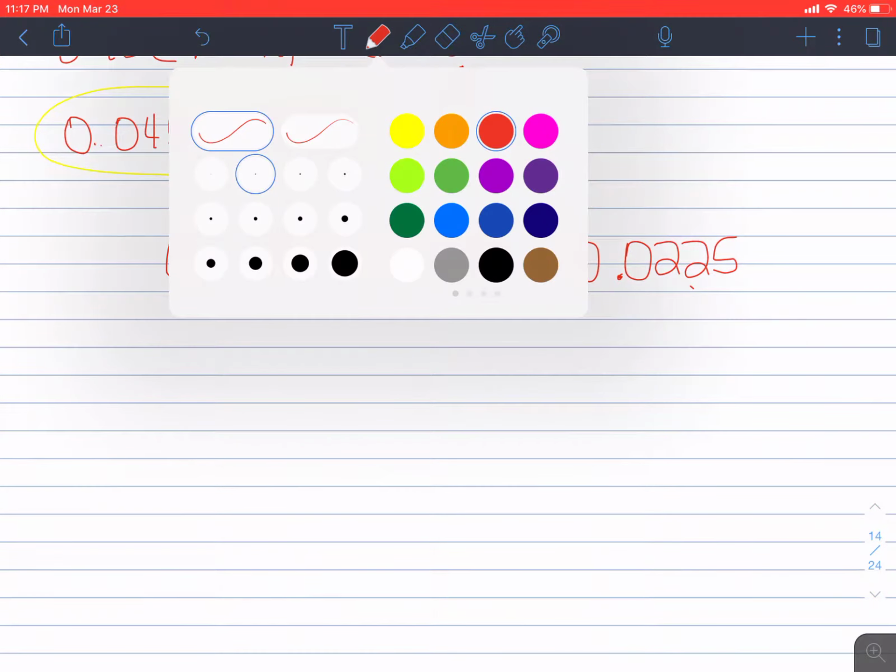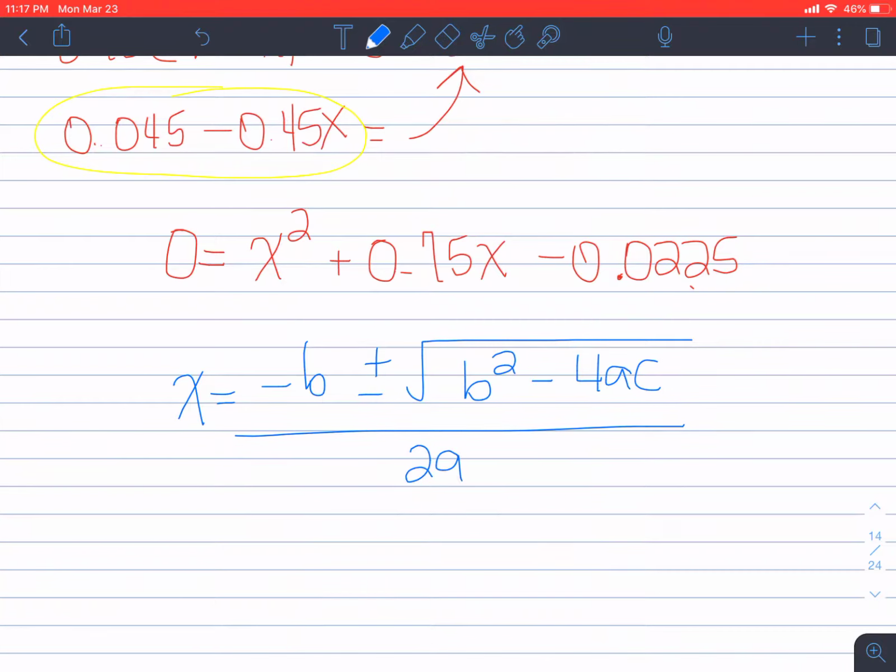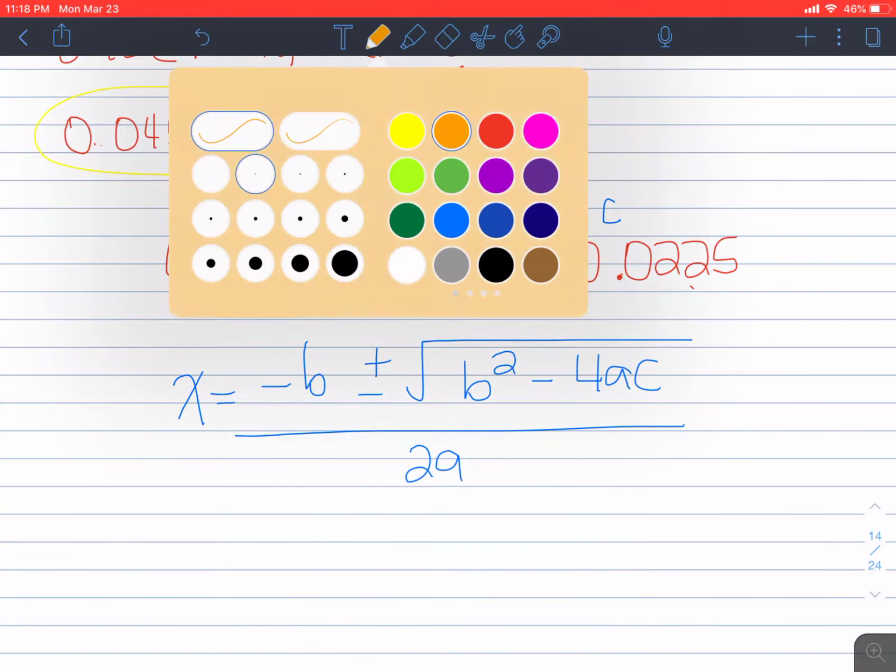I want to remind you of the quadratic formula. x equals negative b plus or minus the square root of b squared minus 4ac, all over 2a. And you'll have to ask one of your math teachers what that song was. And just a reminder, this is a, this is b, and this is c. So we plug those values into our quadratic formula.